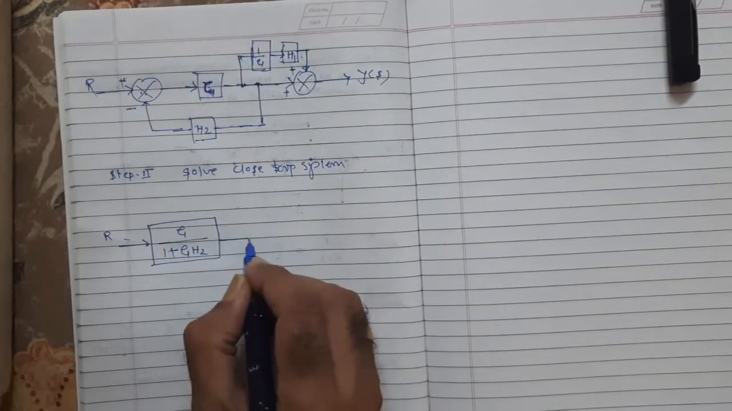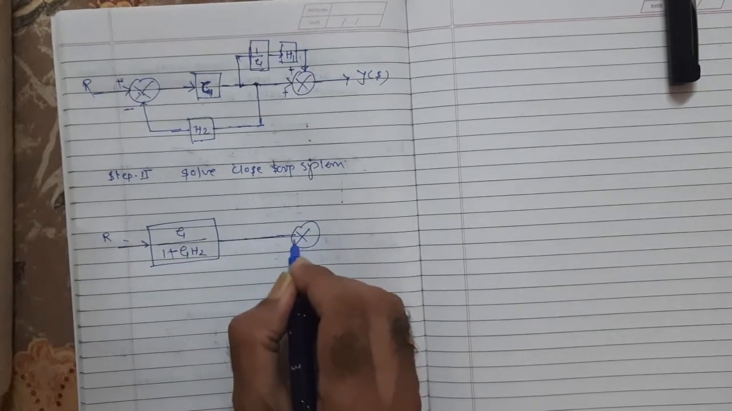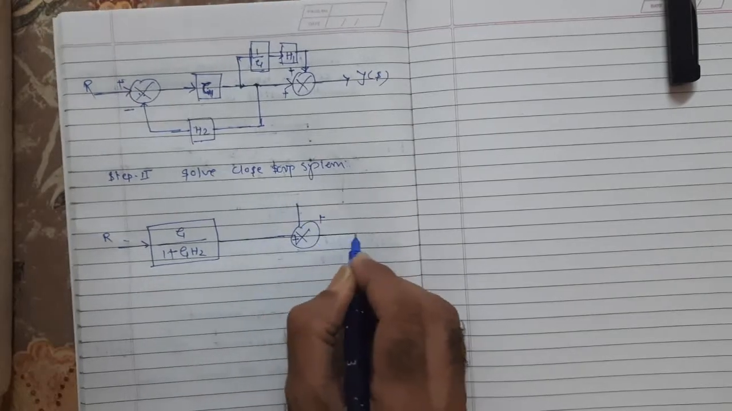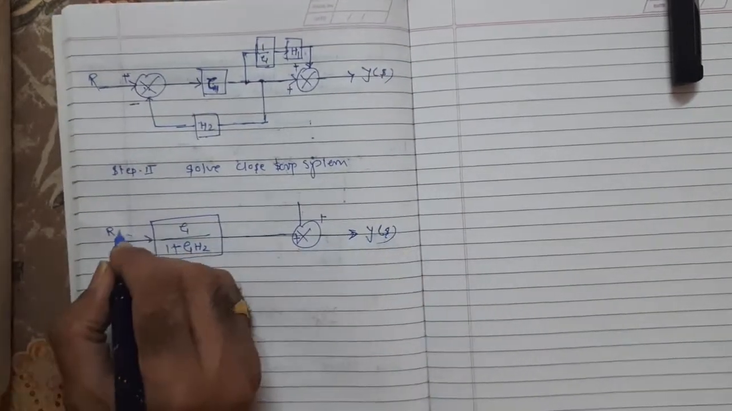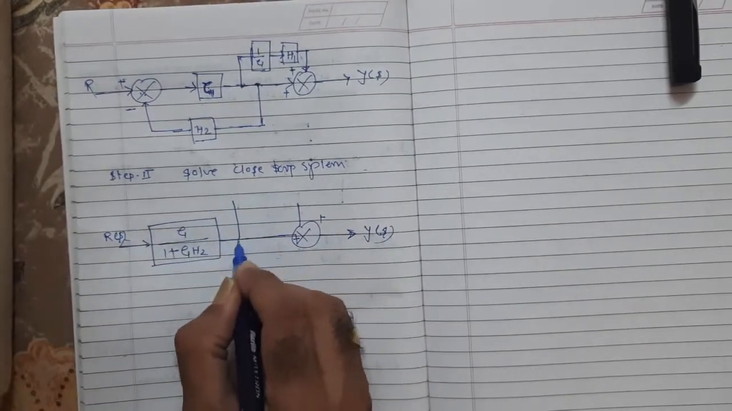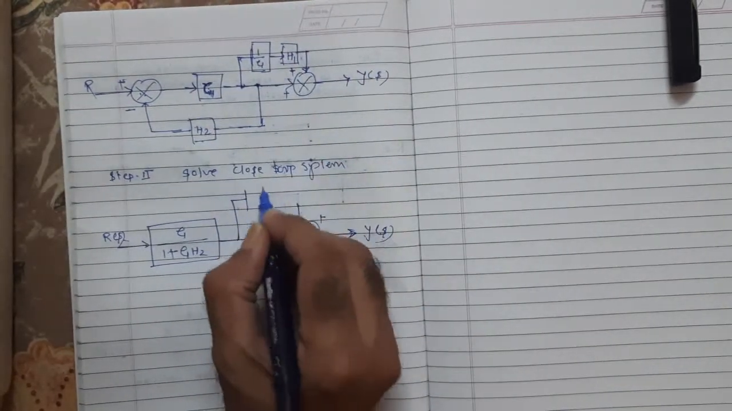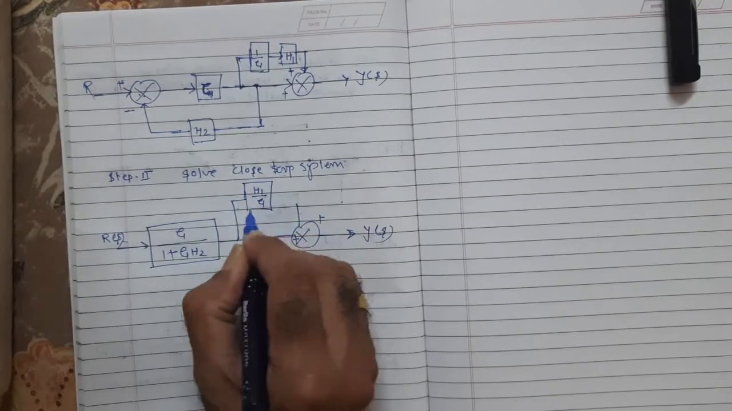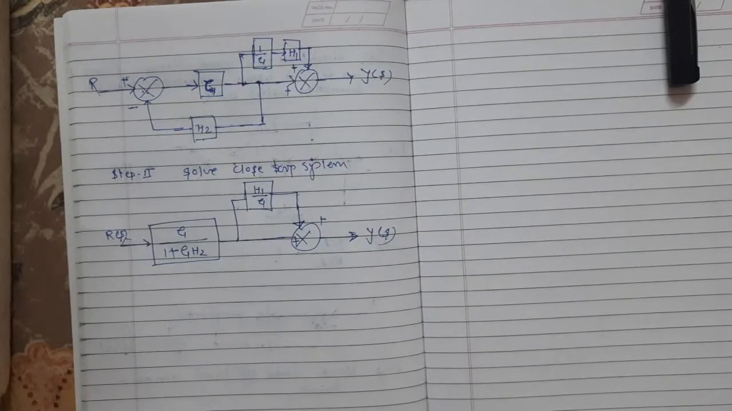And then we have here again the summing points. Here is the plus, and again here is the plus, and then here we have the Y of s, and here is R of s. And what is here? This is the takeoff point, and these two blocks are cascaded. So here we can write down H1 divided by G, and it is given here.